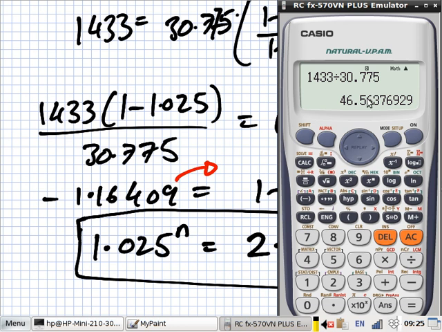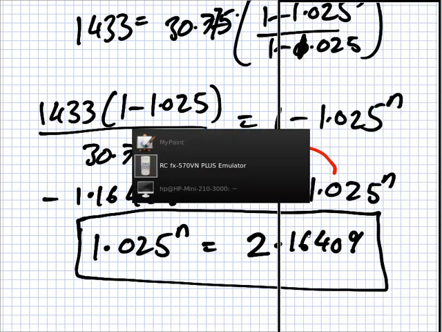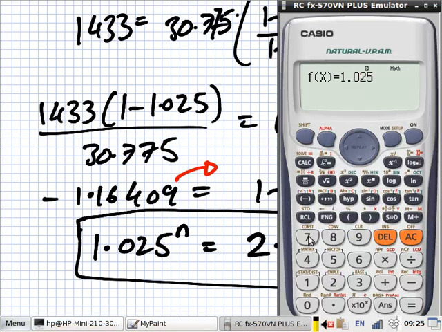So let's just do mode table, 1.025 to the power x. Now we'll start at 30, we'll finish at 40, and we'll go up in ones. And we're looking for the number 2.16. It looks like it's very low 30s. It's somewhere between 31 and 32.